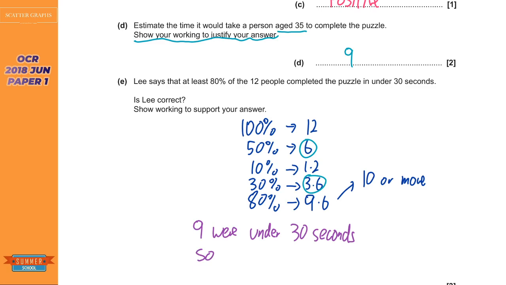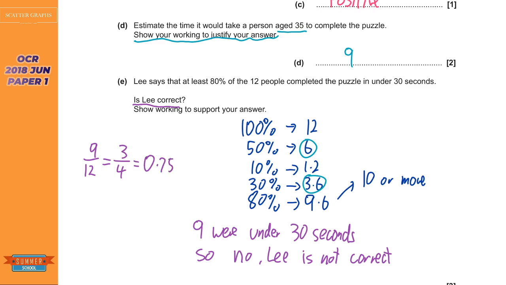So, and this is the important bit here, because it says, is Lee correct? You have to answer the question. So no, Lee is not correct. You don't need that last bit, but you could do. Now what we could have done is worked out 9 over 12 as a percentage. So 9 over 12, divided top and bottom by 3, gets 3/4, and that's 0.75, which is 75%. And so 75% is not at least 80%. So we could have done it that way.